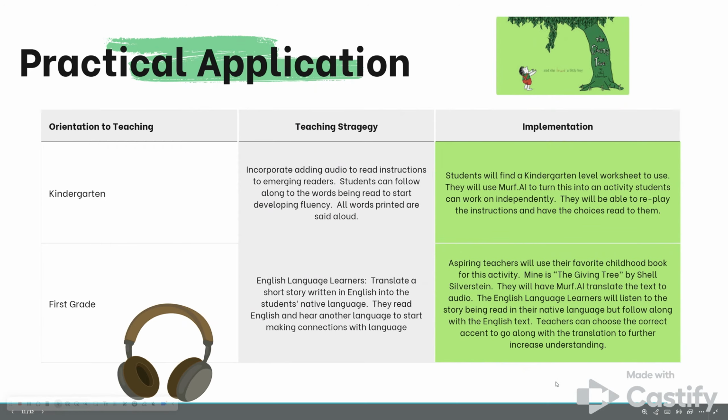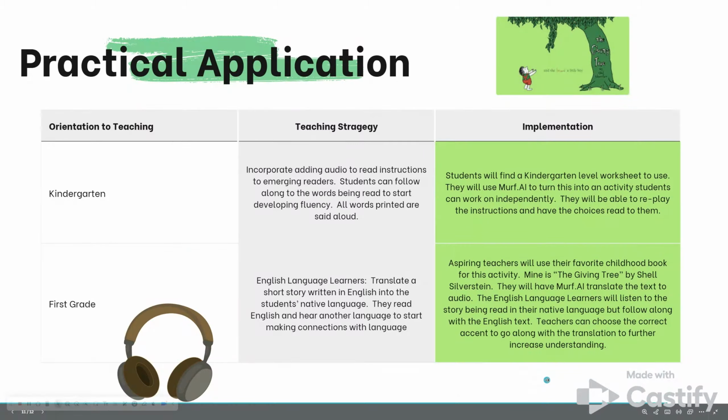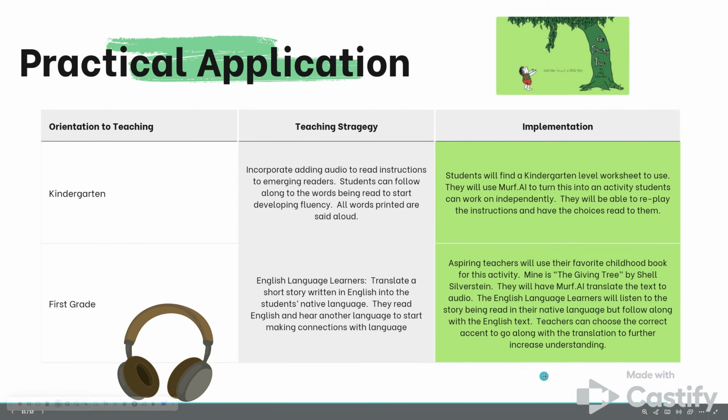And so the teachers can pick a book. Murf AI translates the text to audio. The English language learners will then listen to the story in their native language and follow along. You can choose the correct accent, and eventually get the students to recognize and hear English.